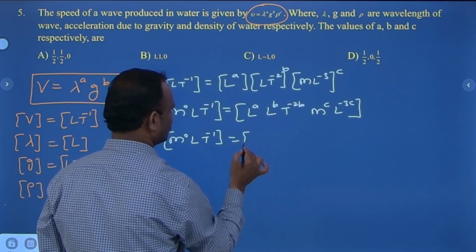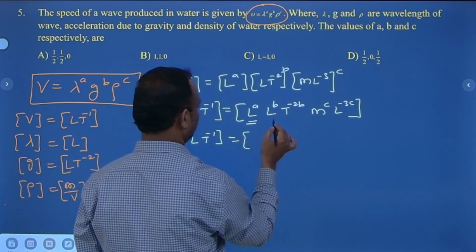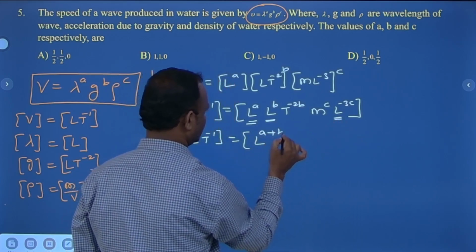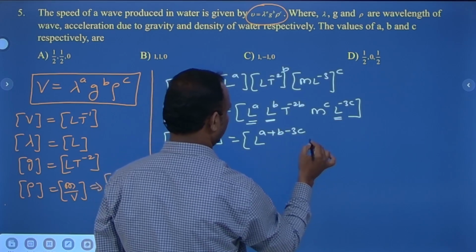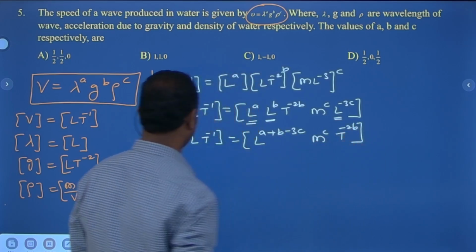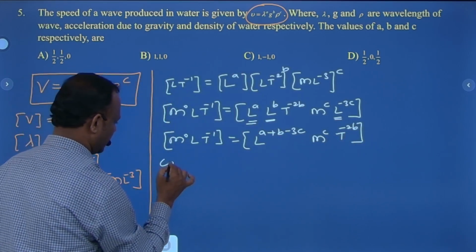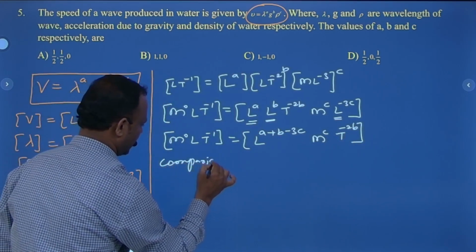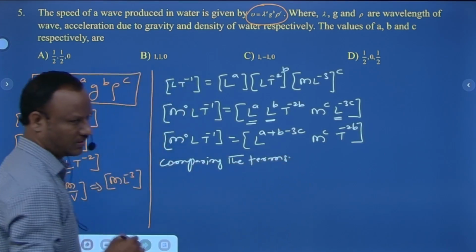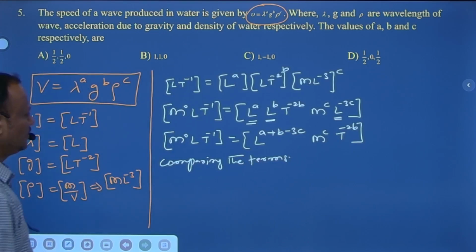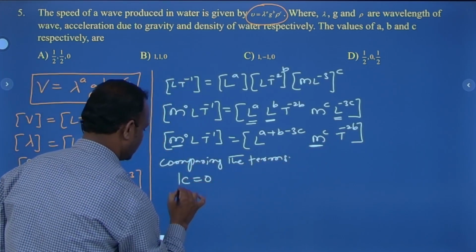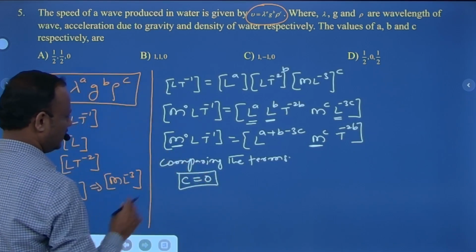Collecting the L terms: L to the power of A plus B minus 3C, then M to the power of C, and T power minus 2B. Now comparing the terms. Comparing the powers of M, which is 0, C is equal to 0. That is my first relation.